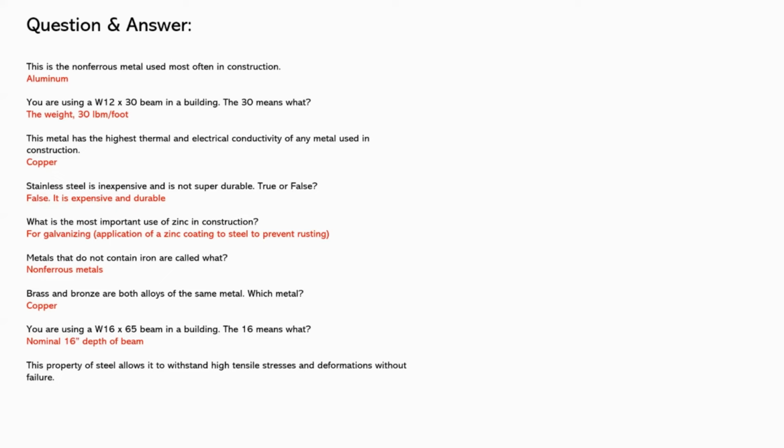This property of steel allows it to withstand high tensile stresses and deformations without failure. Ductility. What is the most common type of steel used for structural use? ASTM A992. It has a yield point of 50 KSI, and the 992 is just the specification number.